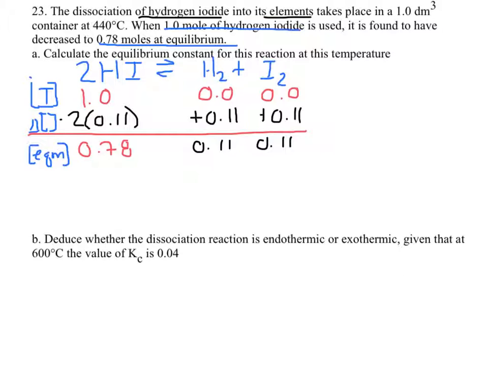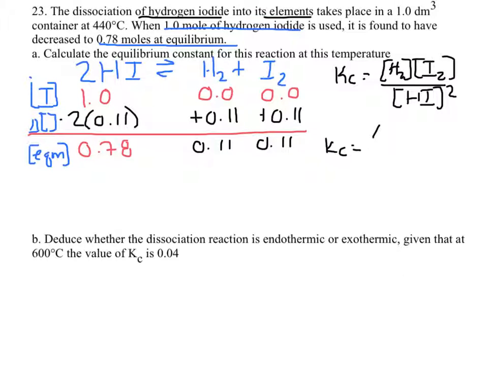Now we want to calculate the equilibrium constant. So we need to write the equilibrium expression. Kc equals products over reactants, and use any coefficient as the exponent. Let's input the information. So we have 0.11 times 0.11, which is also 0.11 squared, over 0.78 squared. Plug that into your calculator.